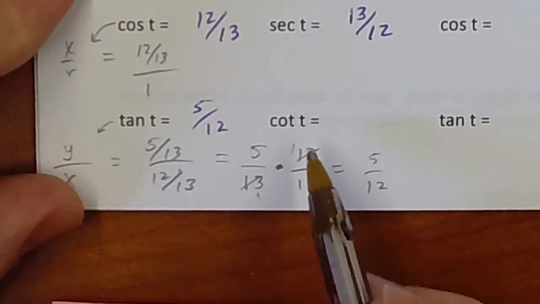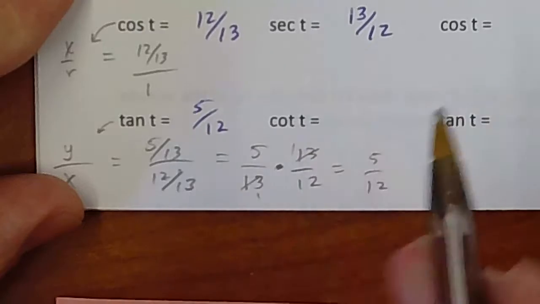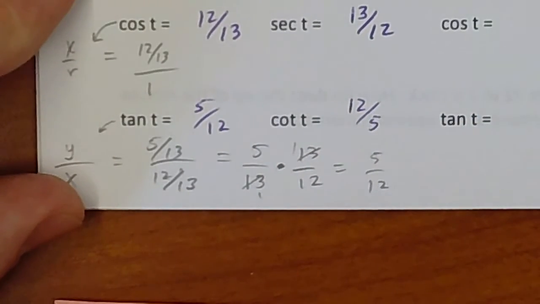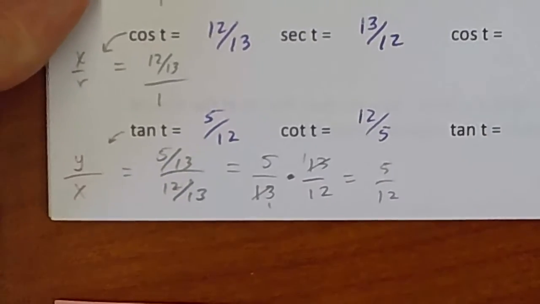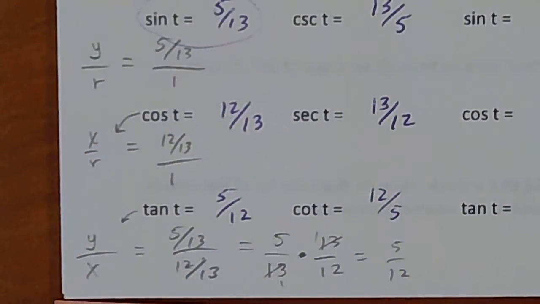Cotangent, I could start over again and do y over x and then do all that math, or I could just flip this fraction over right there. Keep it simple. Just do that. Okay, so those are my 6 answers.